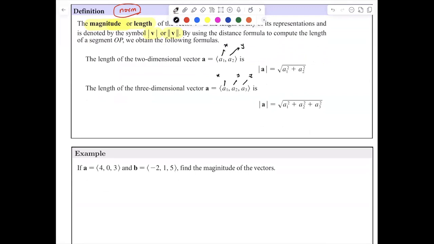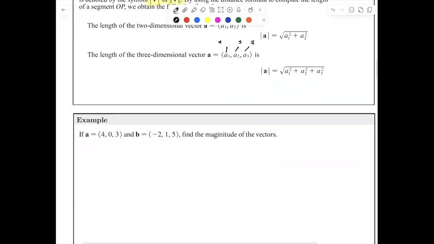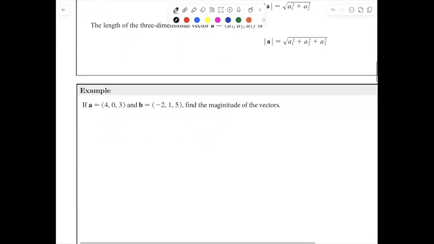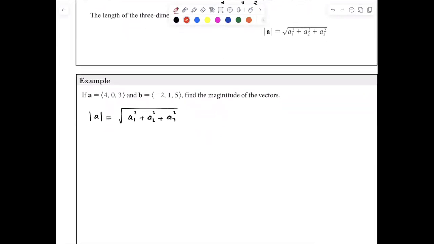Let's take a look at this example. Suppose you have two vectors like A and B. You want to find the magnitude of them. What's the norm? What is the length? Remember the magnitude formula. The magnitude is the square root of the very first component to the second power, the second component to the second power, and the third component to the second power. For the first vector, the first component A1 is 4, A2 is 0, and A3 is 3. These are your X, Y, and Z values of your vector.